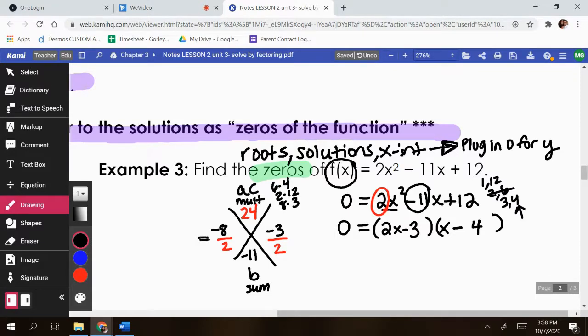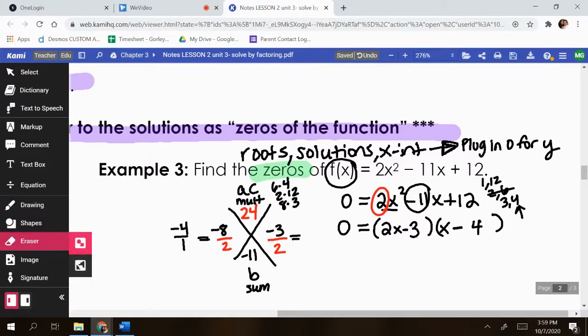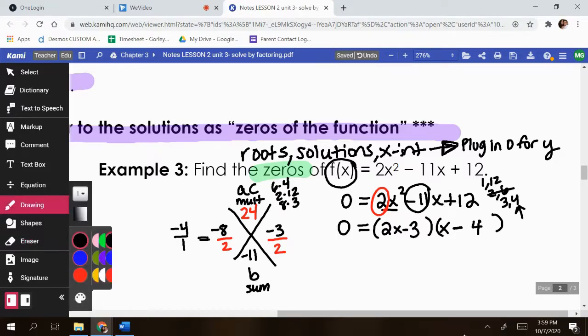Okay, see if either of these reduce. Negative 8 over 2 does reduce. They're both divisible by 2, so we get negative 4 over 1. Whereas negative 3 halves does not reduce. So I'm just going to leave that as negative 3 halves.